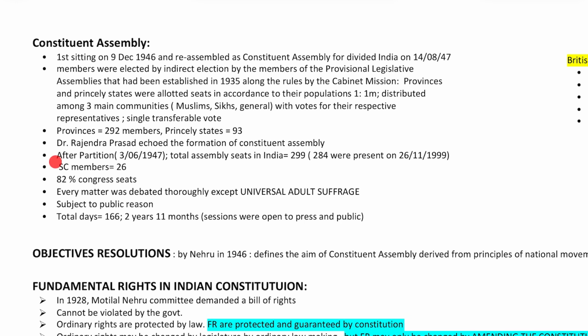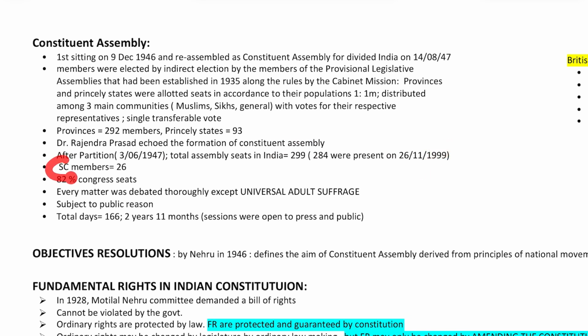Anyways, after partition from 3rd of June, total assembly seats in India were 299, and 284 were present on 26th of November 19. This date is wrong.